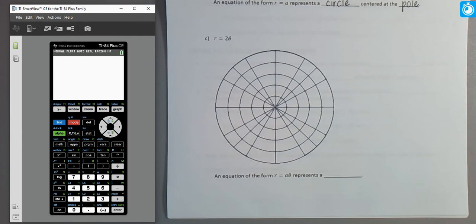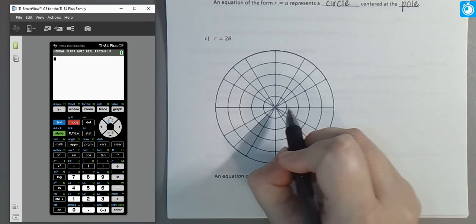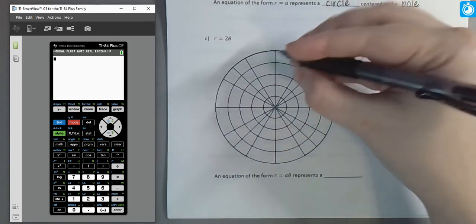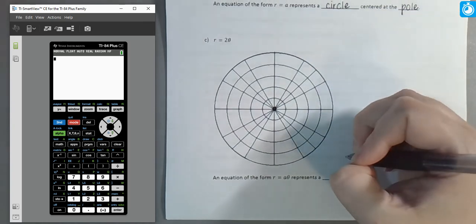So suppose theta is equal to 0. Well, 2 times 0 is 0. So if theta is equal to 0, r is equal to 0 as well, which means we're right there at the pole. That's our starting point.